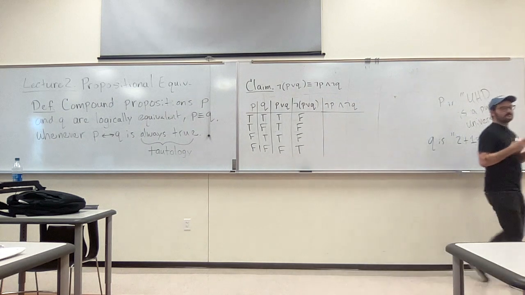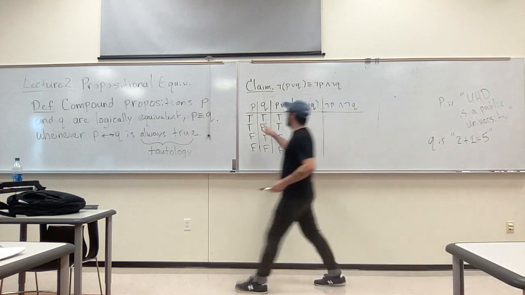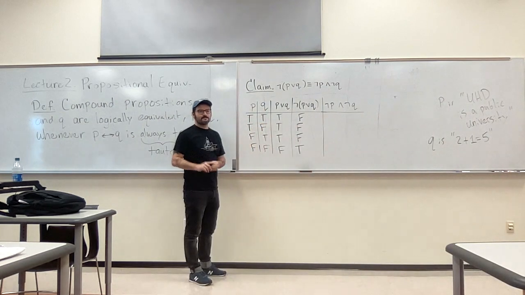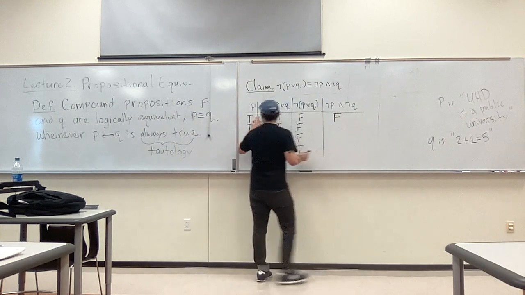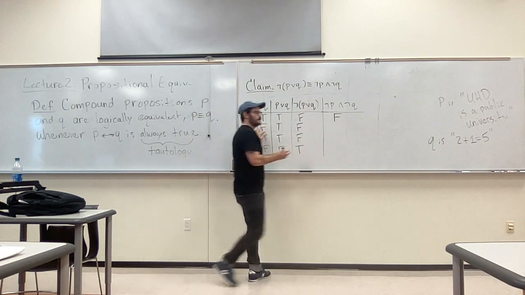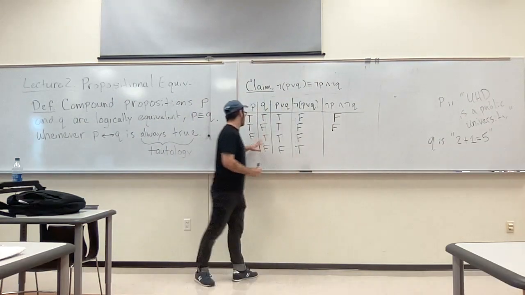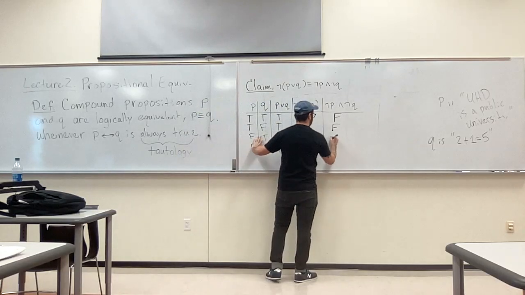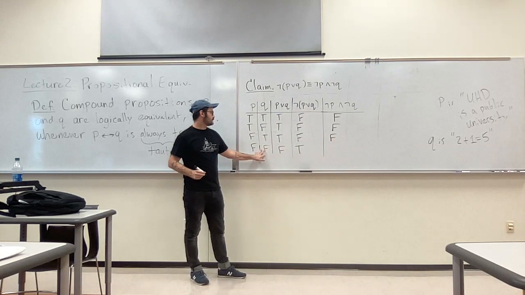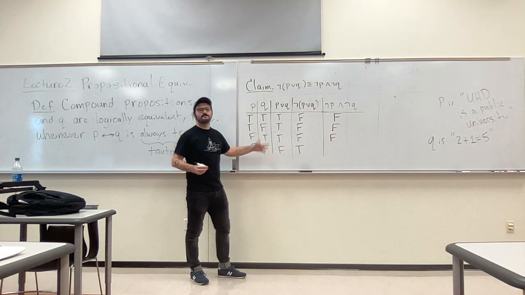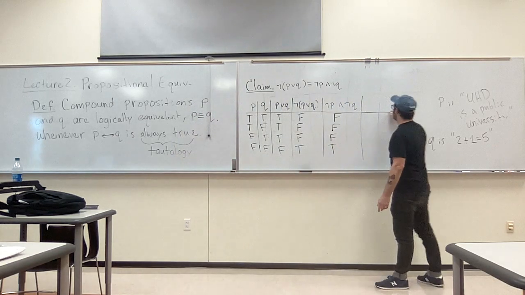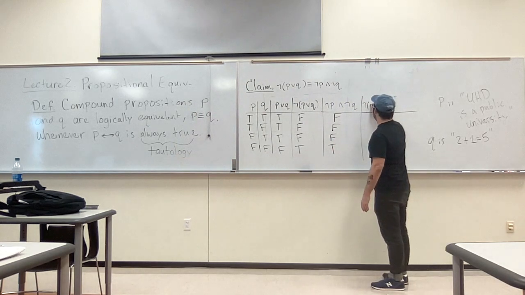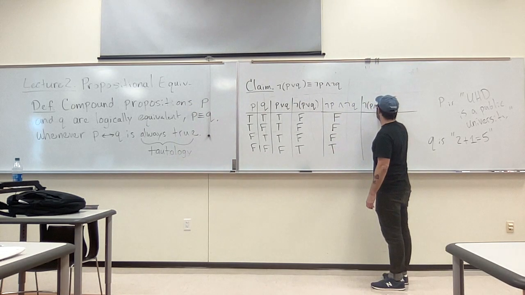So remember, and is only true when they're both true, right? So we basically look at not P and not Q, row by row, and see what happens. False and false is false. False and true is false. True and false is false. And finally, true and true is true. Now, technically, we would make sure it satisfies that definition.